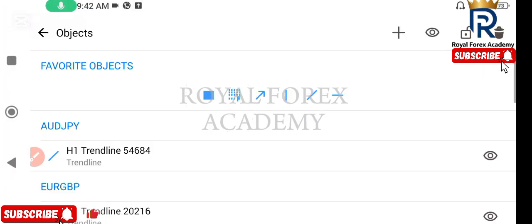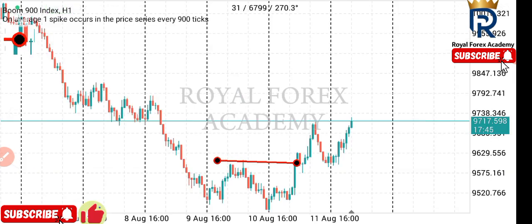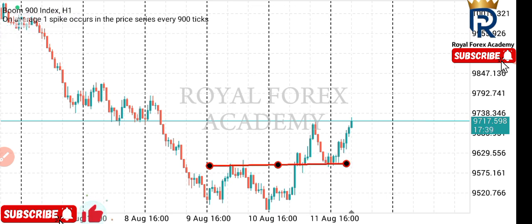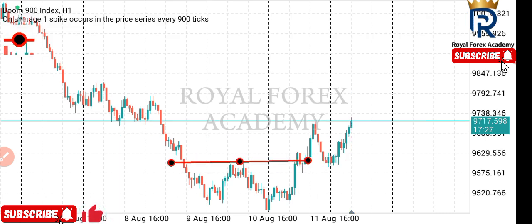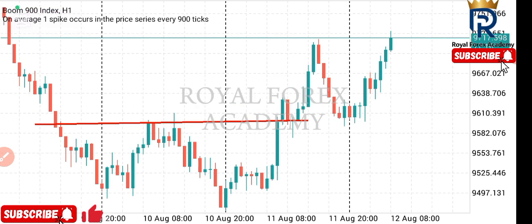So having identified that we have a break of structure at this point, what is the next thing we want to do? The next thing we want to do is to simply identify our range. We want to identify our range. This range is where we buy and sell. So, what is the range? Please follow me carefully.